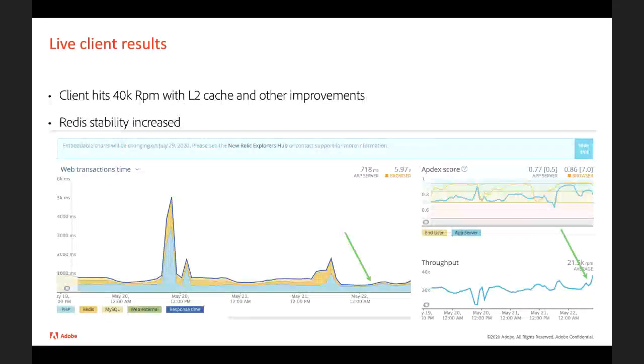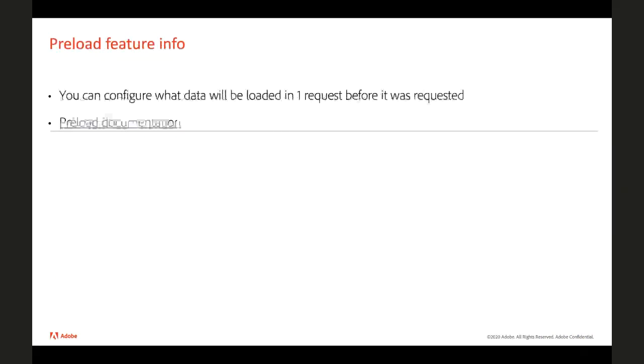Here is the traffic of a live client. We applied level 2 cache to the live client, and you can barely see the Redis response. The green arrow shows you the timeline when we applied it, and on the throughput side you can see that throughput went up really easily, and Redis is not the bottleneck anymore.